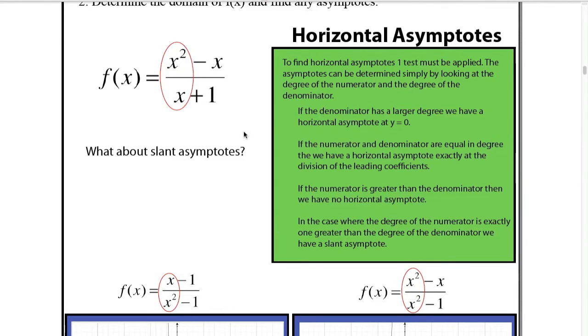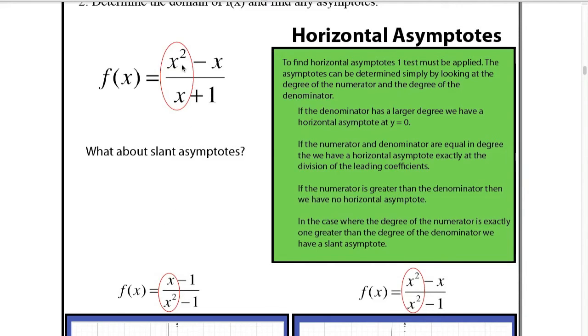So the first thing we want to do is talk about the different types of horizontal asymptotes. Look at the first equation: f of x equals x minus 1 over x squared minus 1. Look at the second one: x squared minus x over x squared minus 1. You can see the three differences here.